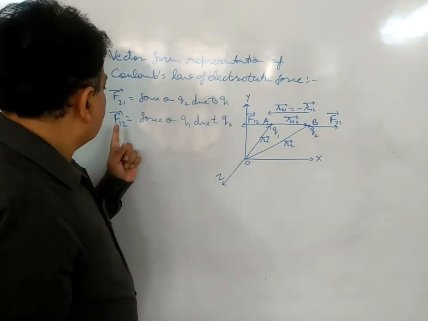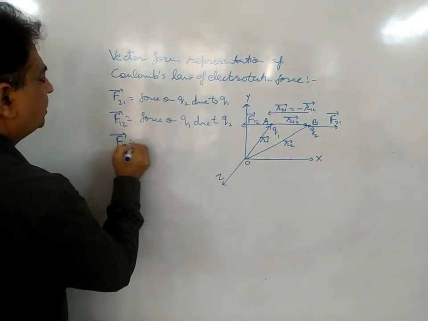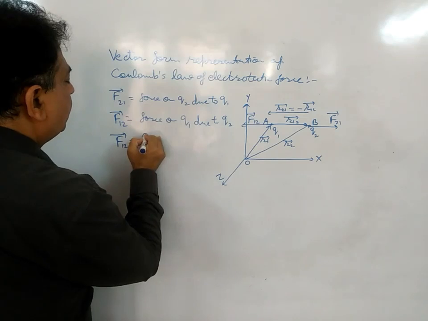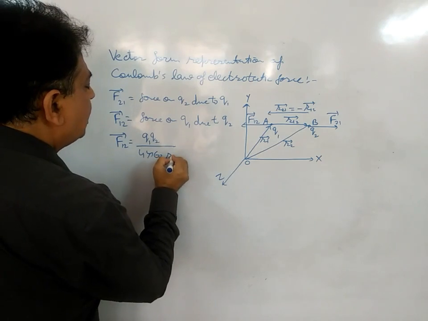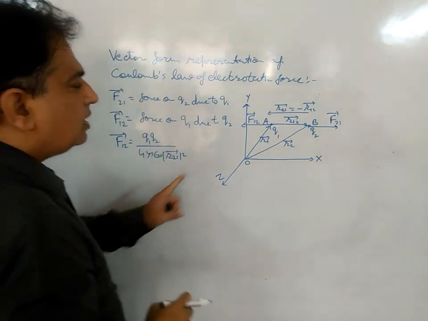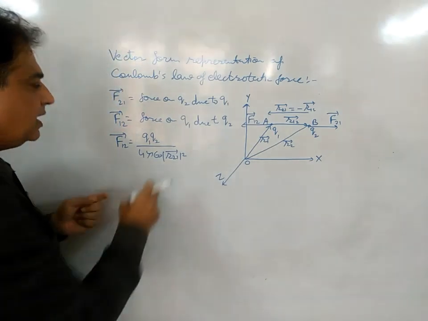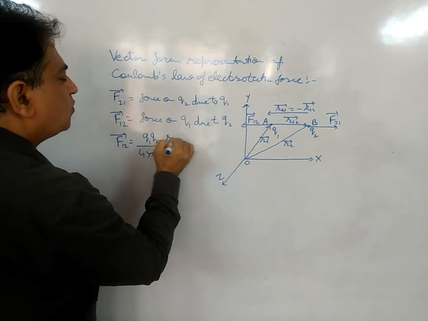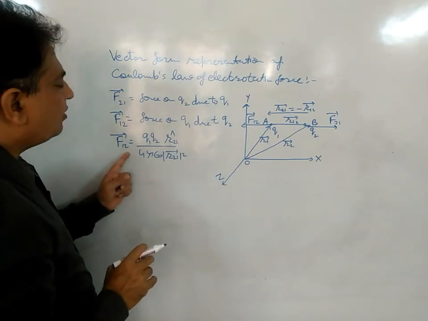Now here I find the value of F12 in the vector form. You see F12 can be written equal to, first we write its magnitude, which is Q1 Q2 divided by 4 pi epsilon naught R21 its square. This is its magnitude. It is written equal to R21 vector because R21 and F12 both are in the same direction, and if you multiply the magnitude with the unit vector of R21, that is R21 cap, then this gives you the expression for the vector form of F12.